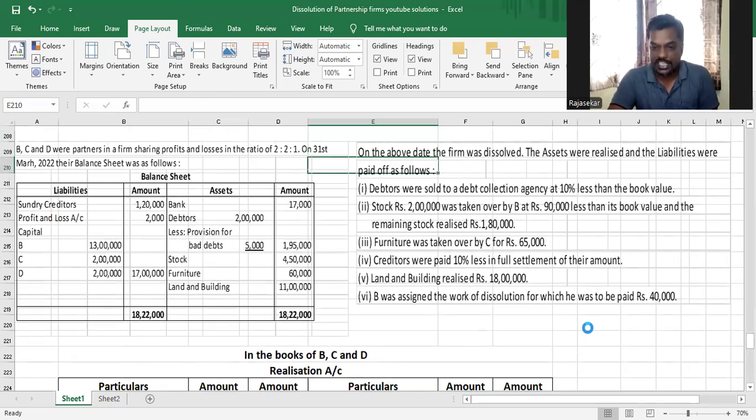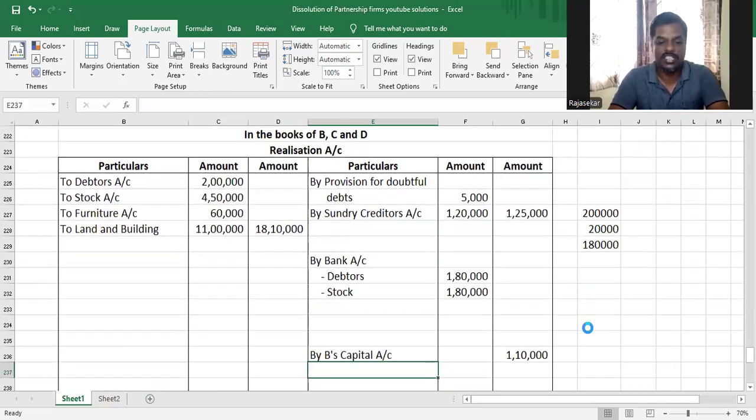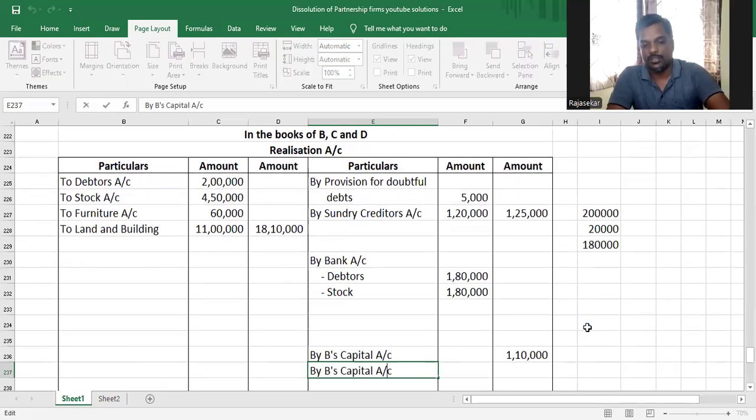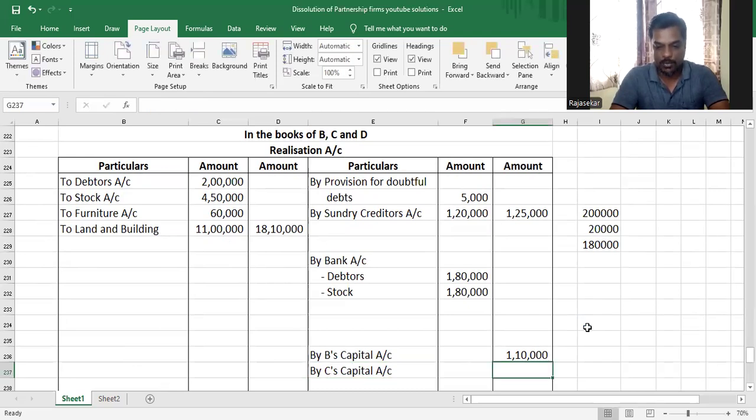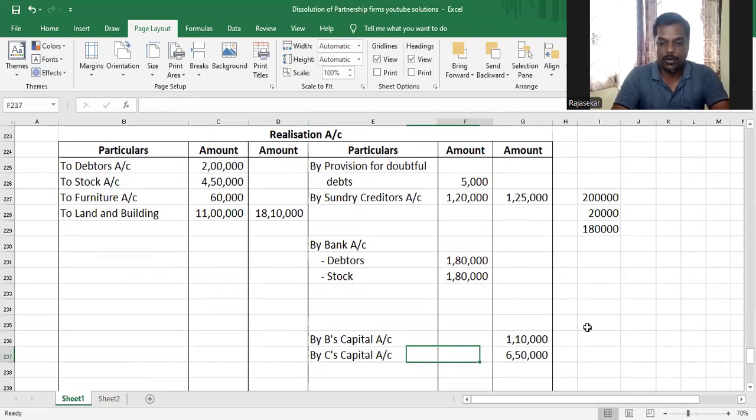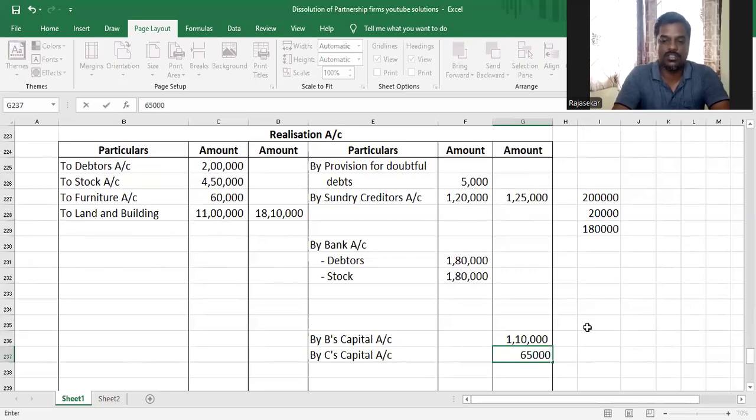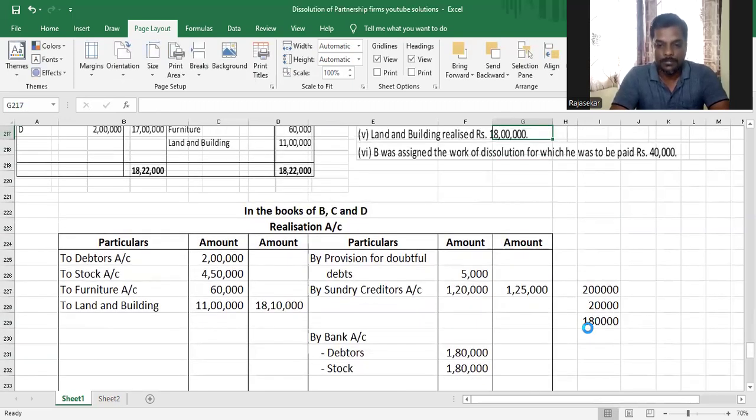Furniture was taken over by C for rupees 65,000. So C is taking over furniture, so we're going to write by C's capital. The journal entry: C's capital account debit to realization account, and he's taking it over for 65,000. So I'll just record 65,000.